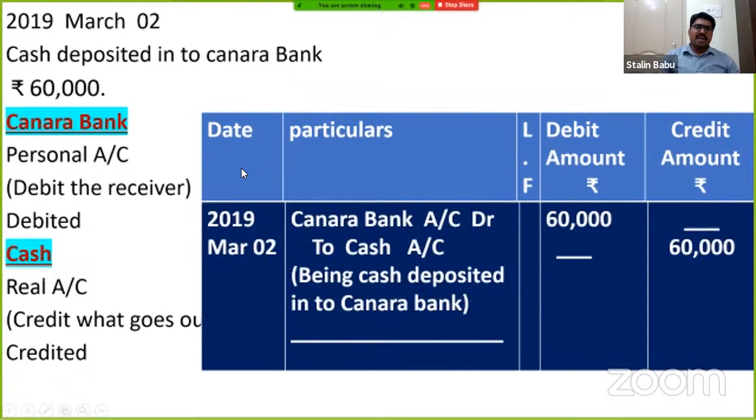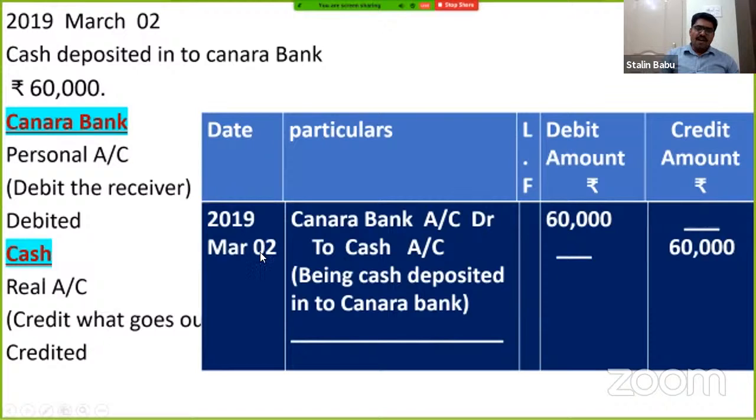Write in the format. What is the date? 2019, March 2nd. Write in the date column. Write the entry in the particulars column. That is Canara Bank account debit to cash account. What is the narration? Narration is nothing but brief description of the transaction. Being cash deposited into Canara Bank. What is the amount? 60,000, right? 60,000 in debit column against debit account and write 60,000 in credit column against credit account.